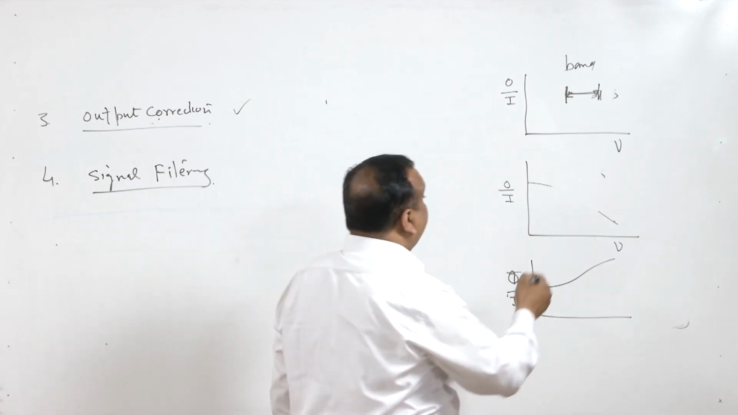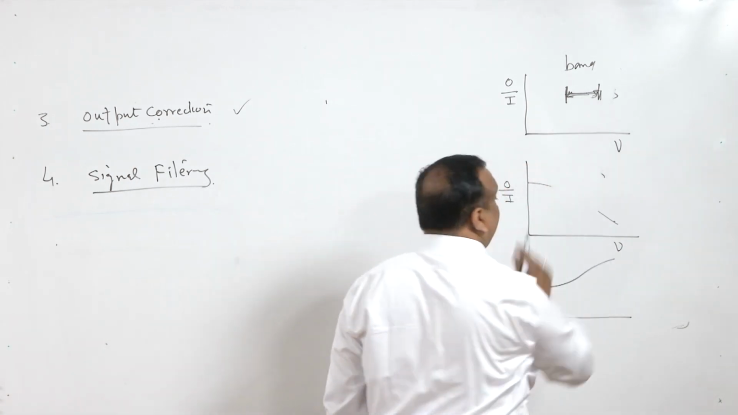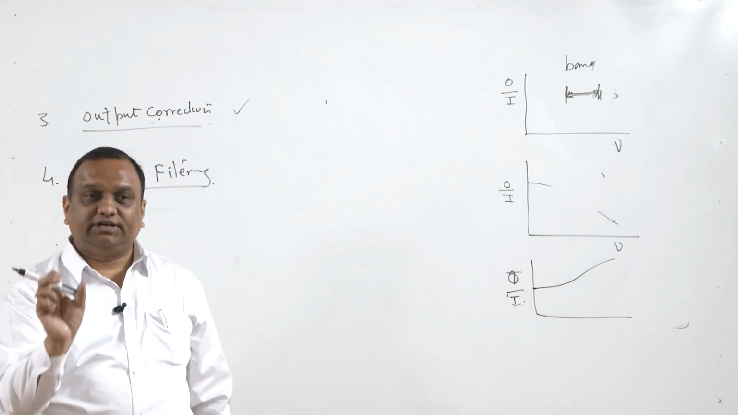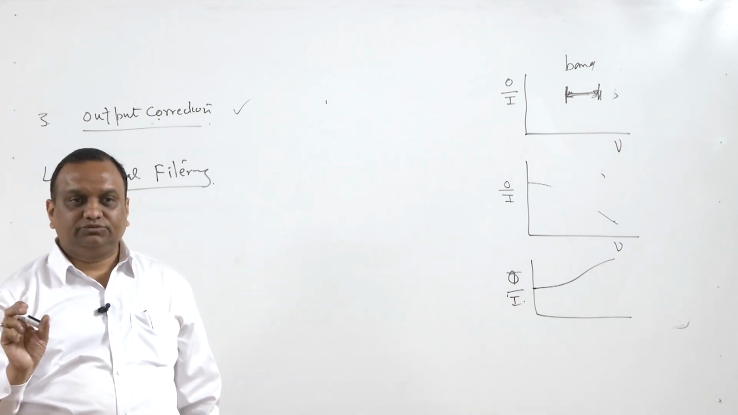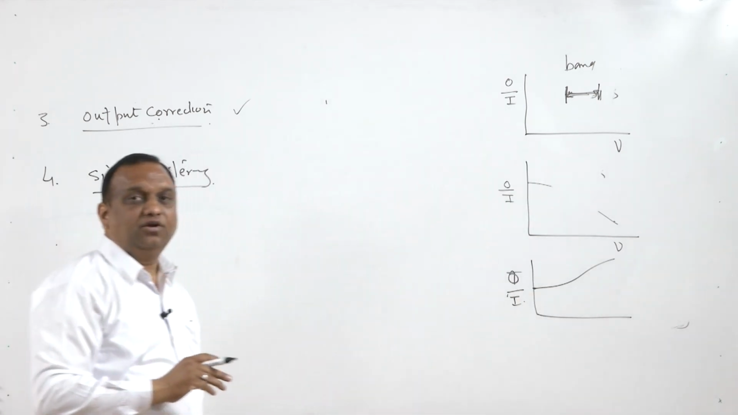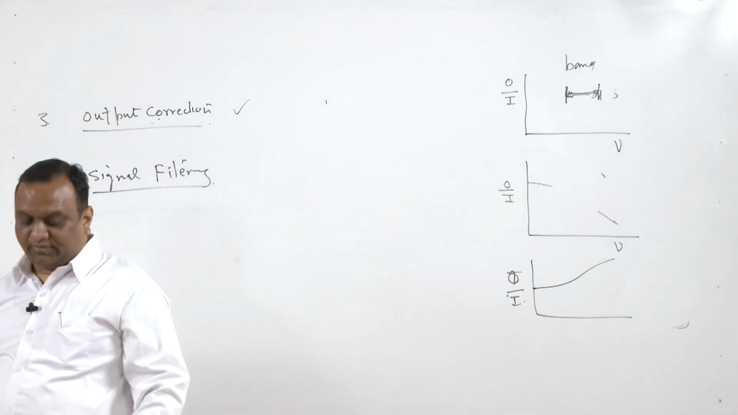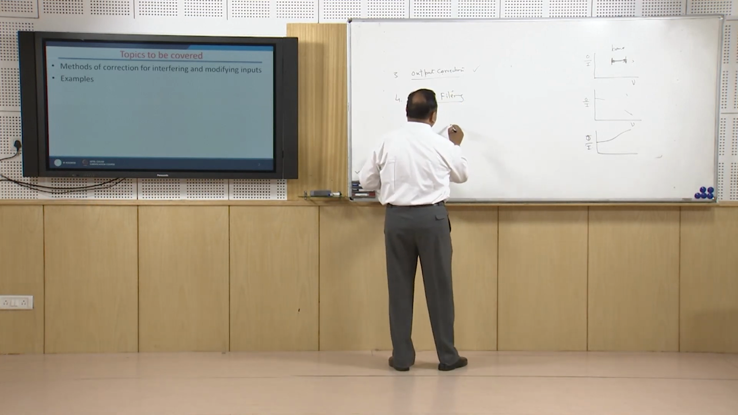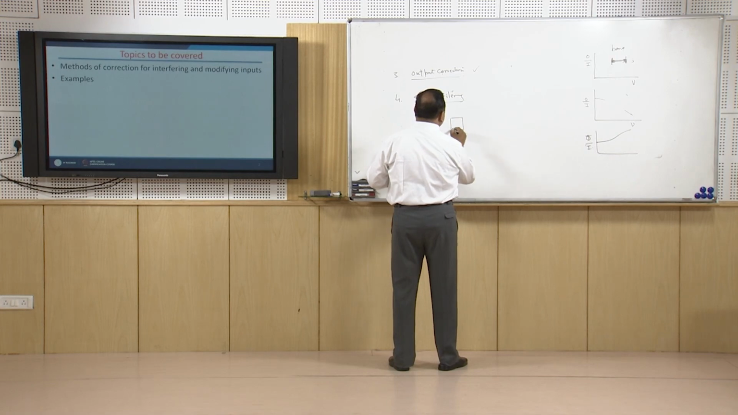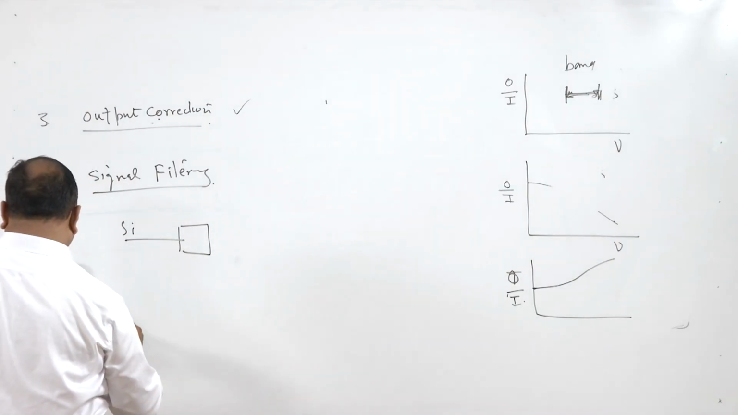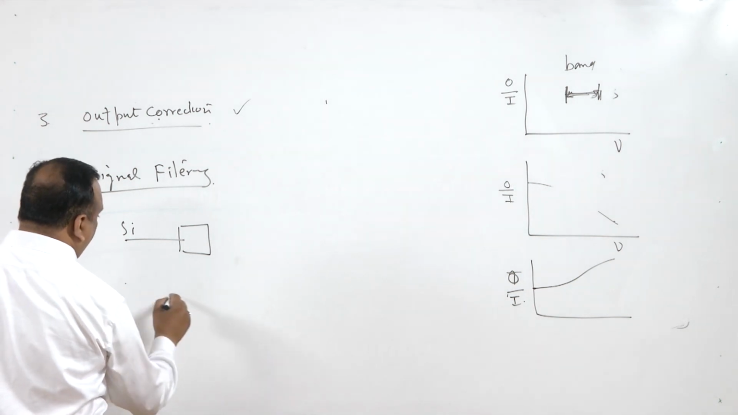And band reject is also there. The filter which will not allow a certain band of frequency to pass through. So there are different types of filters which can be put into the circuit in order to avoid interfering and modifying input. So if we draw the block diagram for filters, this is interfering, this is modifying input.